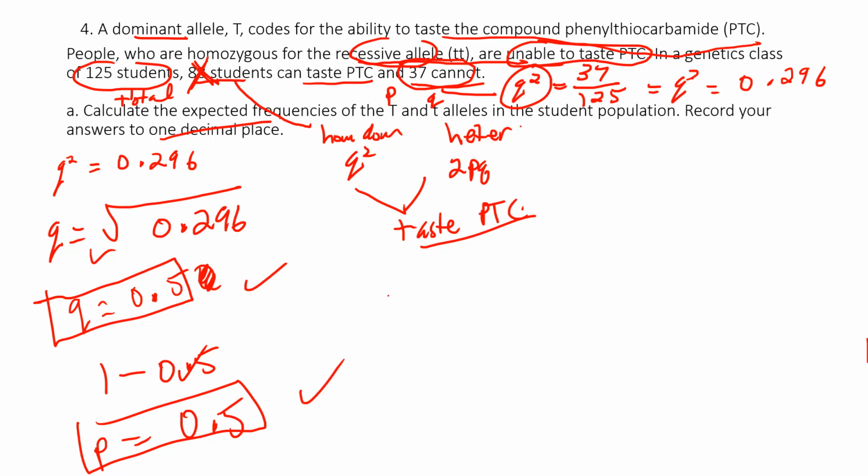If you have any questions about that, again, the tricky part of that is they're giving you the number of students that can taste, which we're not interested in because that's a dominant trait, and the ones that can't taste, the 37, which is the recessive trait in this case, who can't taste that particular chemical. So that's why, again, there's a bit of a distractor here.